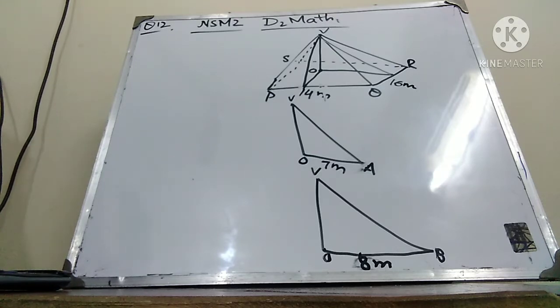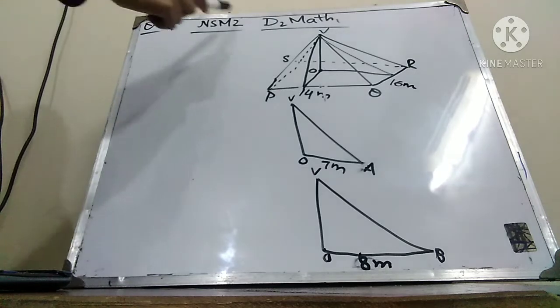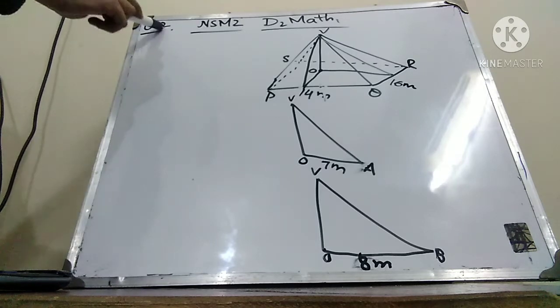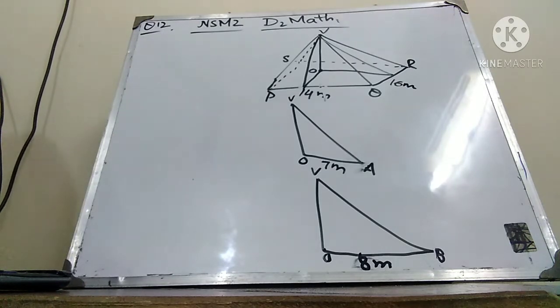Today our lecture is related to chapter 12, and the syllabus is your new syllabus Mathematics D2 Maths. The name of the chapter is Volume and Surface Area of the Pyramids. So I'm going to explain question number 12. Here you can see the figure. There is no figure given in your book.